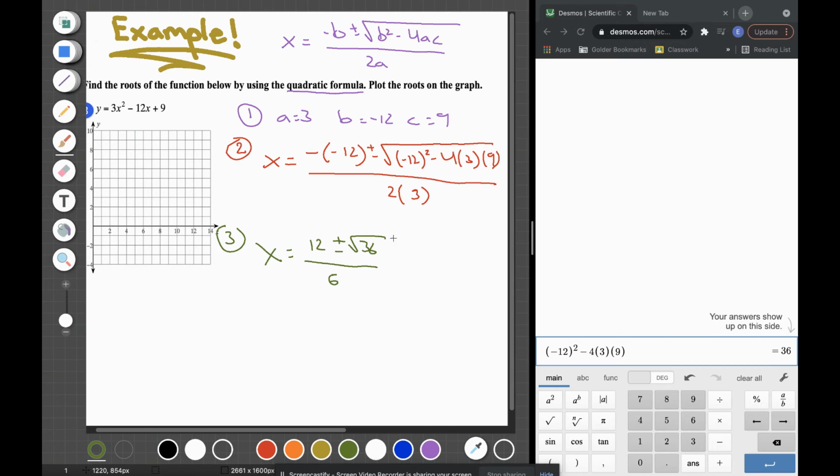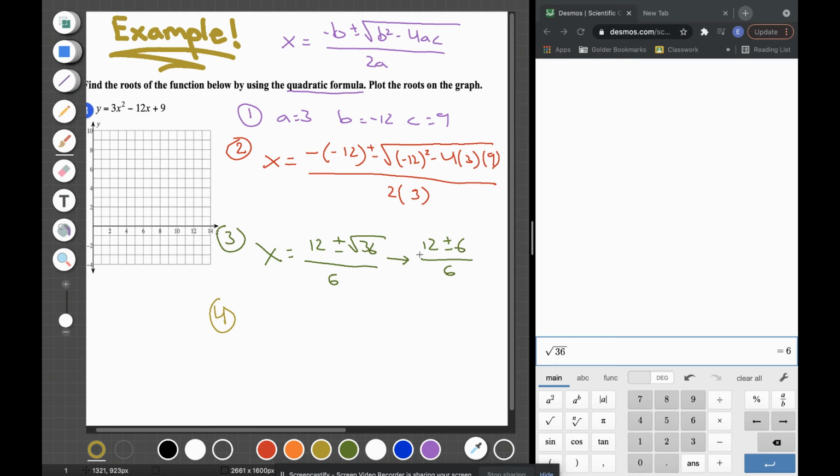Okay, square root of 36. So if you don't know what that is, you go over here. We clear out our calculator. Square root right here, 36. That equals 6. So I'm going to simplify this again, where we have 12 now plus or minus 6 over 6. Okay, last step is now I need to get my 2 answers.